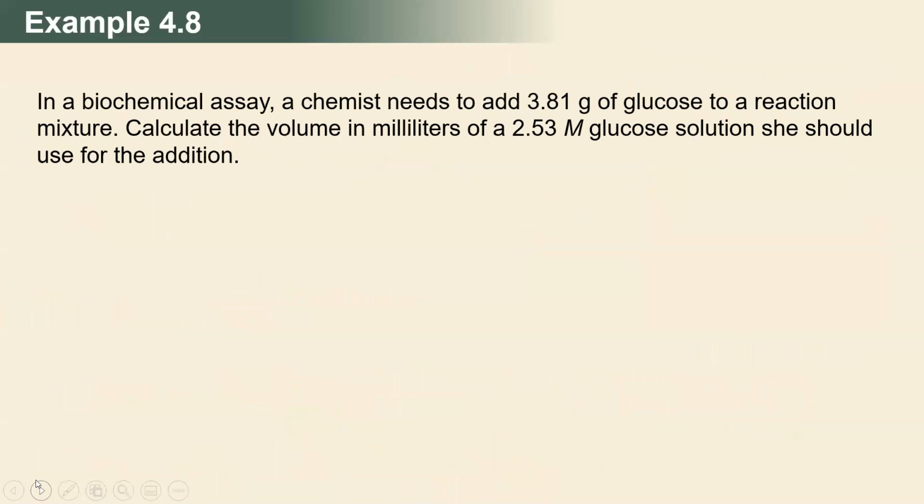All right, one more example here. A chemist needs to add 3.81 grams of glucose to a reaction, but she's going to add it from a solution rather than using solid glucose. Calculate the volume in milliliters if a 2.53 molar glucose solution is what she has available. So glucose, remember that's our sugar, C6H12O6. It's 180.2 grams per mole.